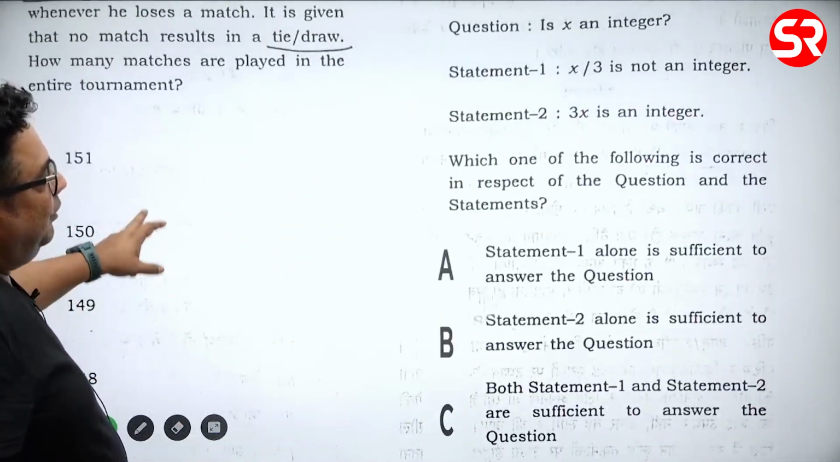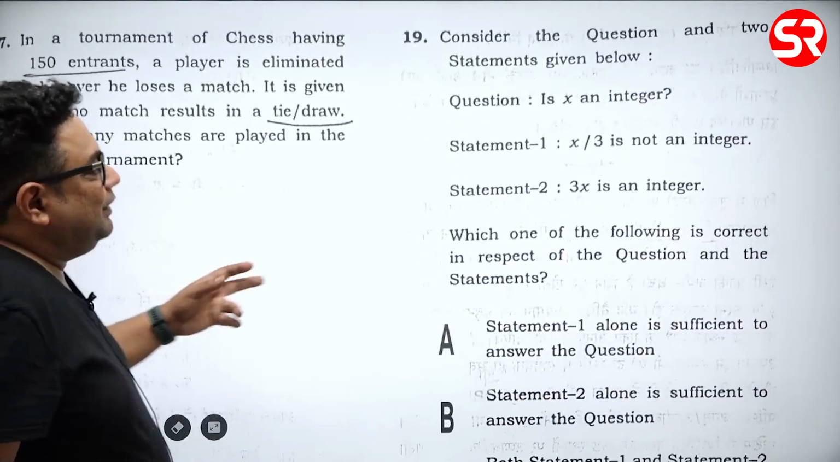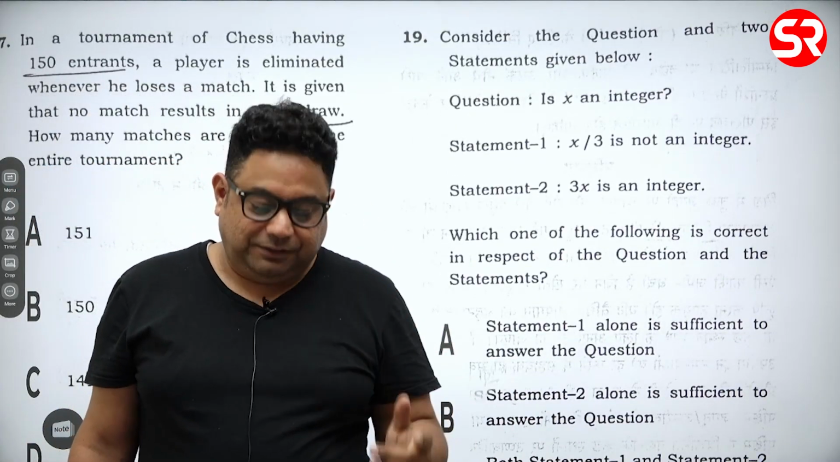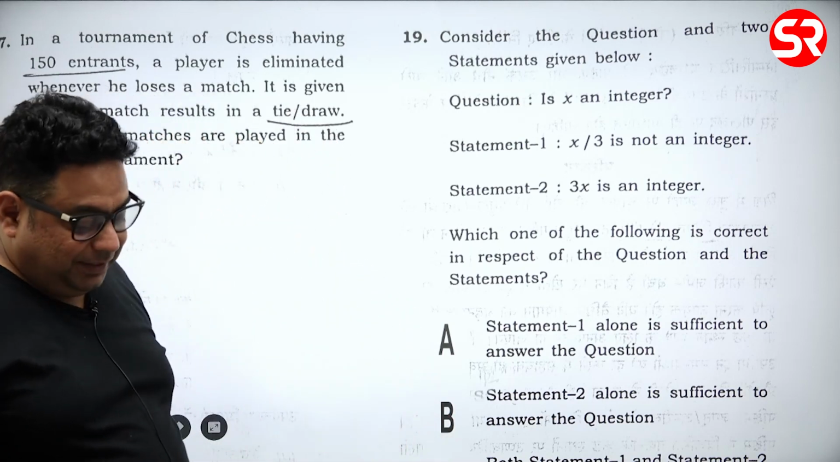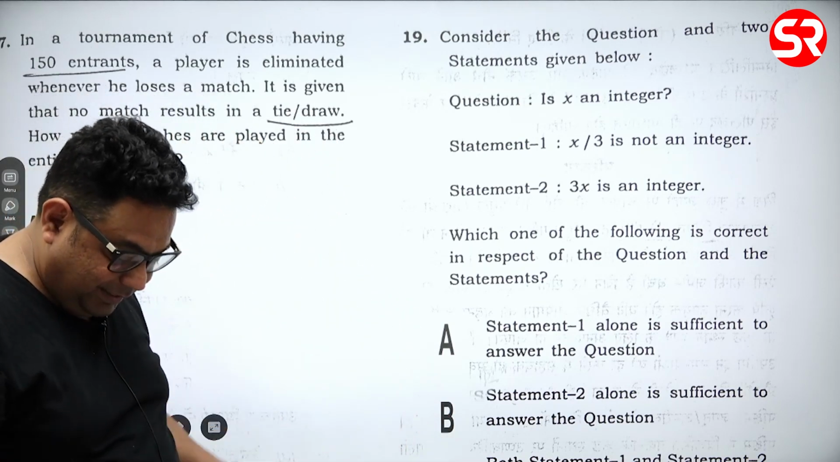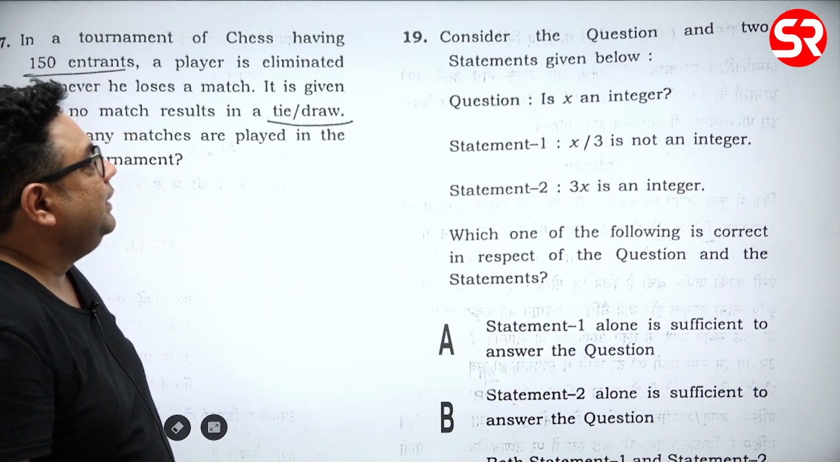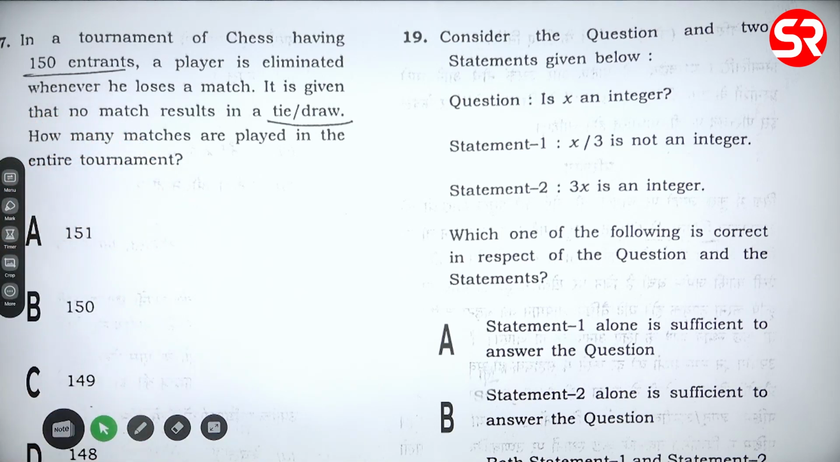Oh my God, how many times are they going to give data sufficiency? From day 1 to the last day I was saying data sufficiency, data sufficiency. See how beautifully they have managed it. I just don't understand why they are giving it so many times. He says, is X an integer?